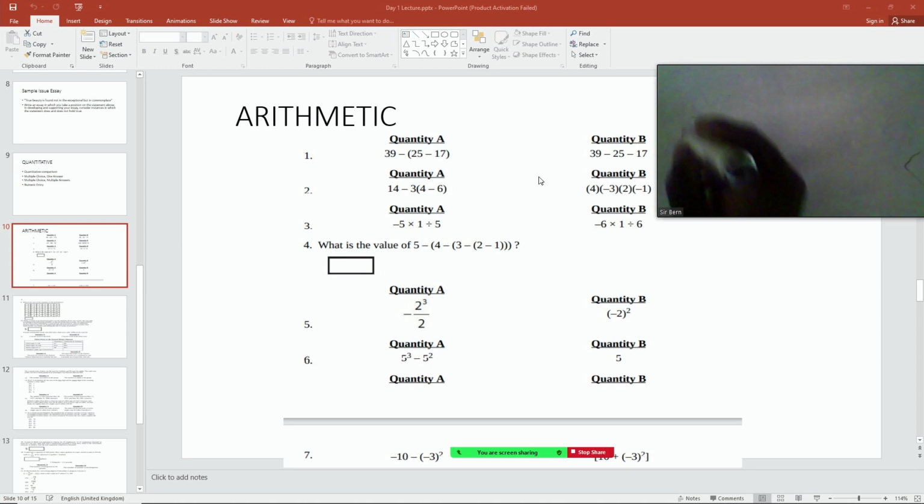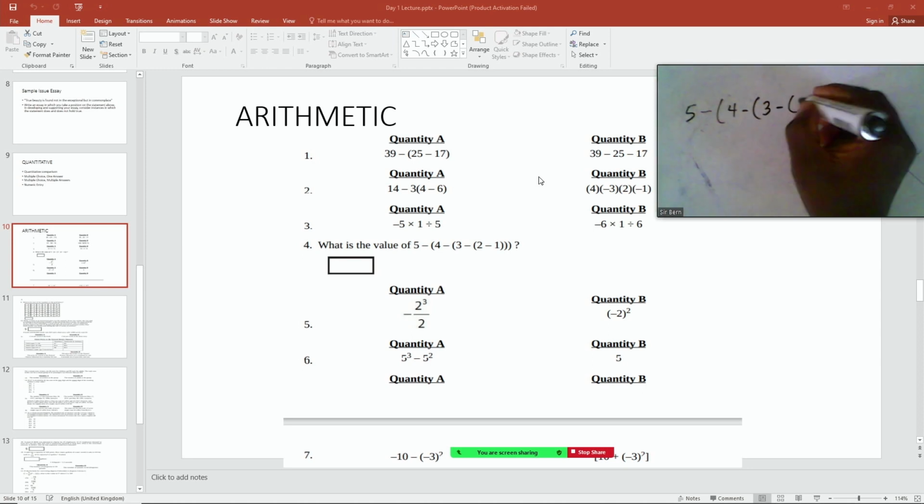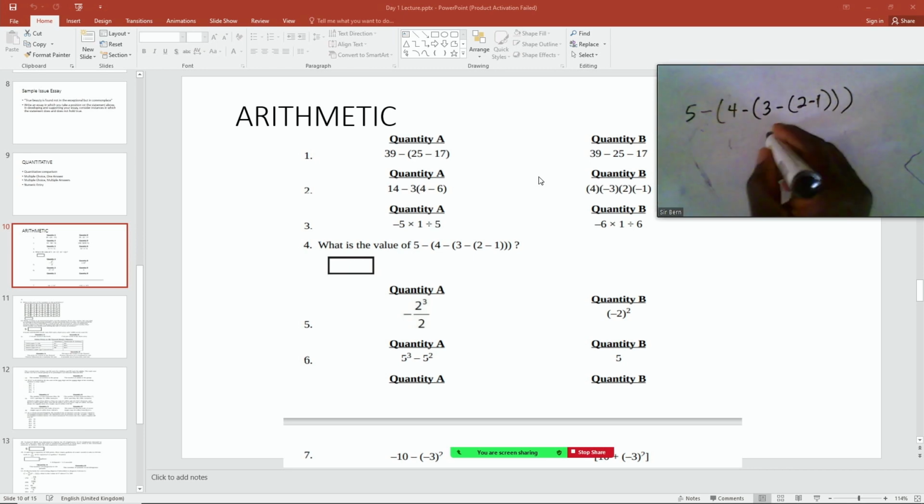Question 4, we have 5 minus (4 minus (3 minus (2 minus 1))). So we work with the inner bracket first. 2 minus 1 will give us 1. Then right now we have 3 minus 1. So 3 minus 1 will give us 2. Then now we'll have 4 minus 2. 4 minus 2 will give us 2. 5 minus 2 will give us 3. So our answer is 3. So you will type the 3 into the box you've been given. Then we move on to question 5.